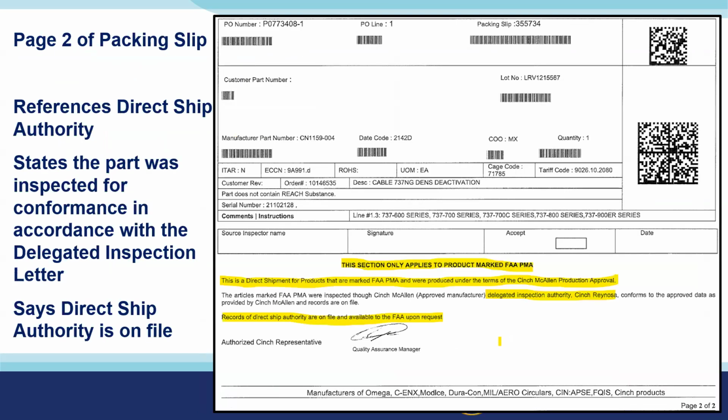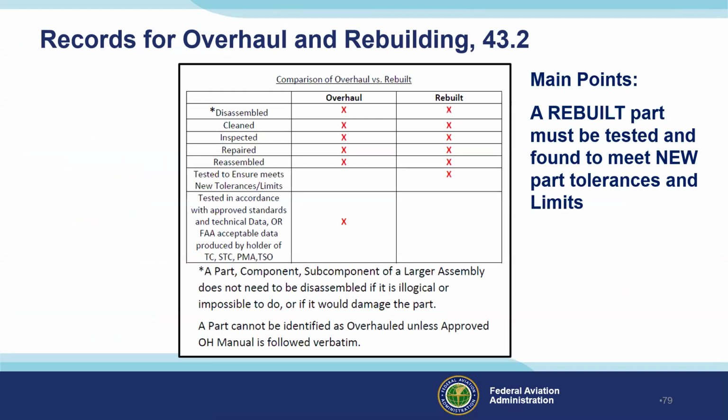Here's page 2 of that packing slip. Now here's where they reference the direct ship authority. It says this is a direct shipment of products that are marked FAA PMA and were produced under the terms of Cinch McAllen production approval. And it talks about their delegated inspection authority, and it says that they have a record of direct ship authority on file and available to the FAA upon request. So I would want to see the actual authorization, make sure they do have the approval.